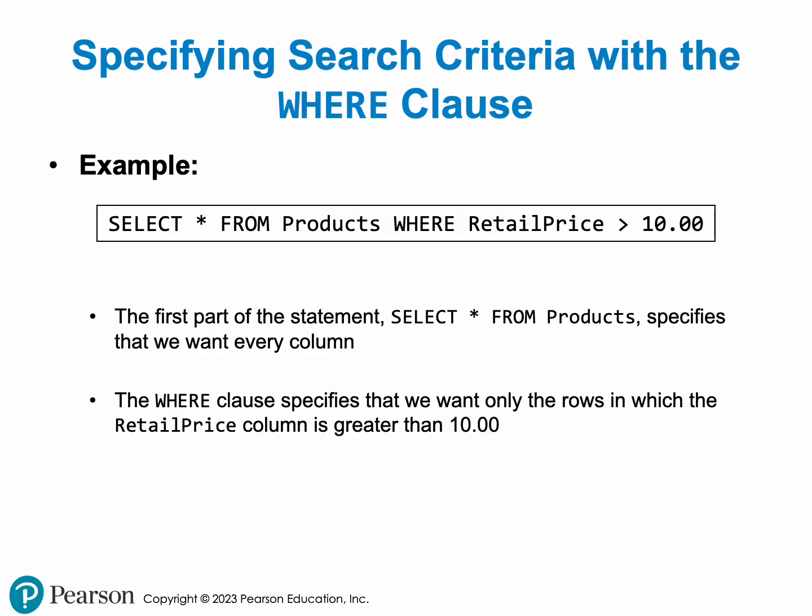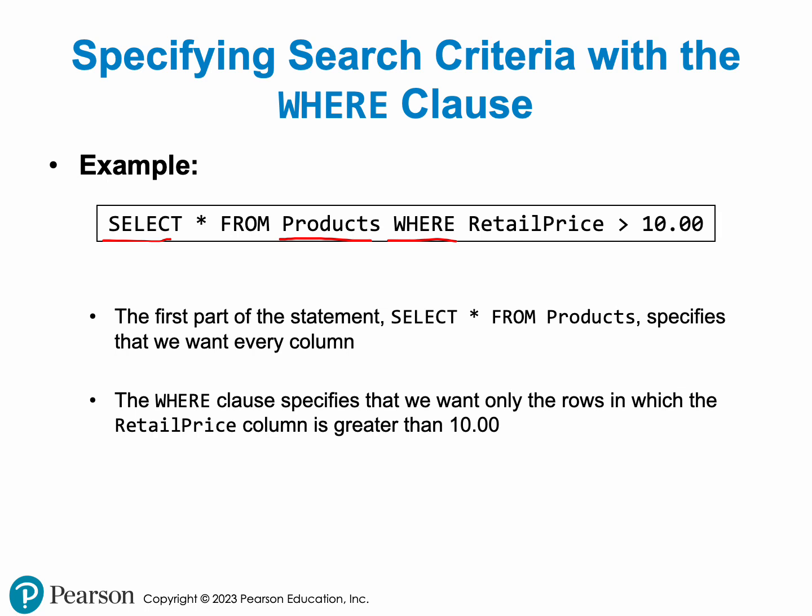Here's an example. We are selecting everything, remember star, selecting everything from a table called products where the retail price is greater than 10. So looking at this, I haven't seen this database, I haven't seen this table, but I can assume that the table products has a column called retail price, so we are selecting all of the rows where the retail price is greater than 10. So again, it's pretty simple, nothing too complicated.